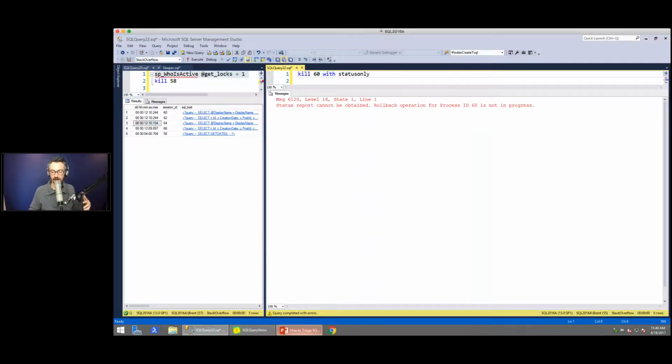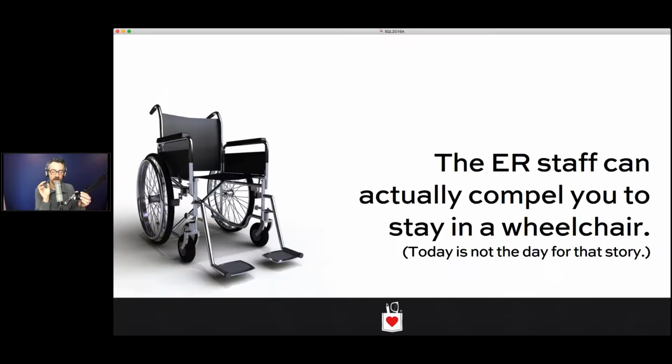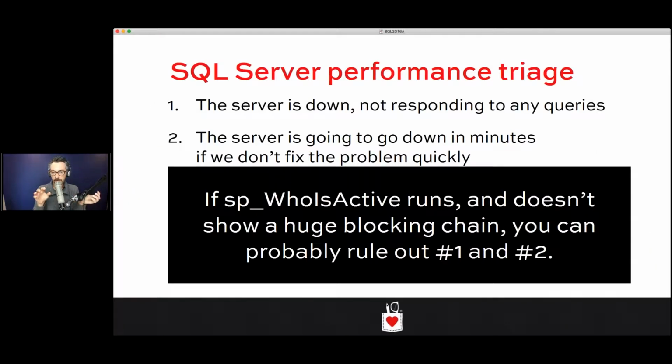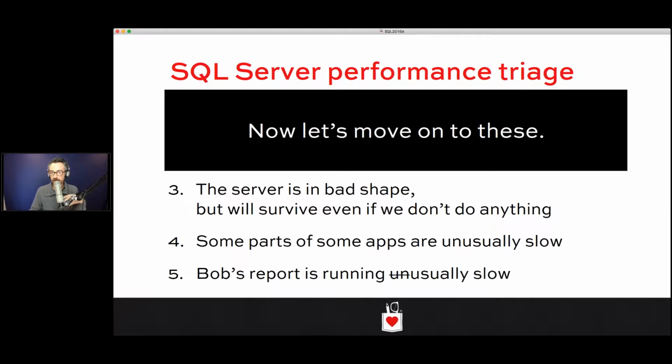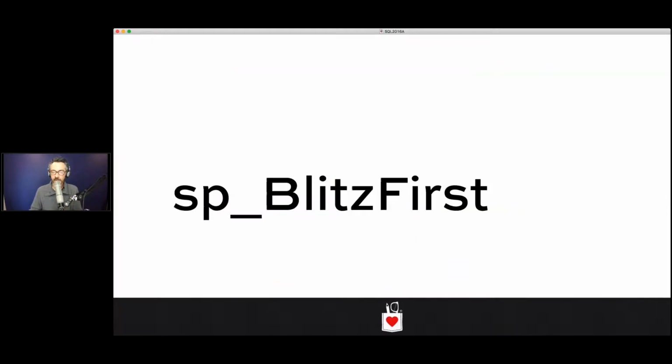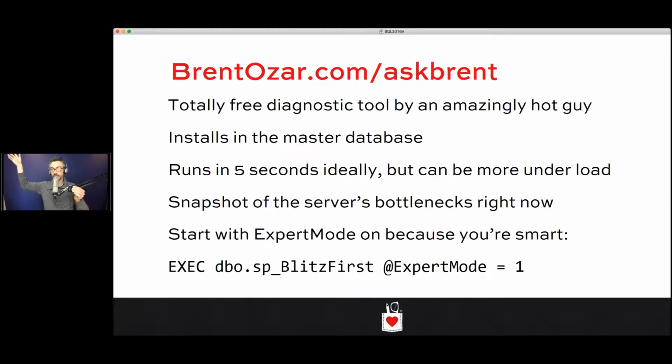So now we're past the first level. If I don't see a huge blocking chain in sp_WhoIsActive, and sp_WhoIsActive works just fine, I'm past level 1 and level 2. Now I need to move down to levels 3 through 5. The next tool that I'm going to run is sp_BlitzFirst. And I recognize the irony in telling you something that's named first, and it's not the actual stored procedure that I run first. I have ambitions that one day this will be the first stored procedure that I run to triage an emergency. It's not there yet.